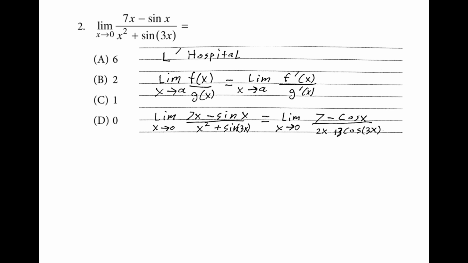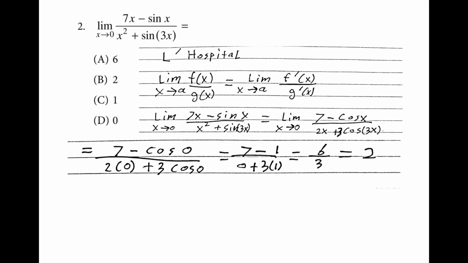So if we take the derivative of the top, 7x minus sine x, it will be 7 minus cosine x, and the derivative of the bottom will be 2x plus 3 cosine 3x. Now just substitute x with 0 and we will get 7 minus 1 over 0 plus 3, 6 over 3, which is 2. So the correct answer is B. Also, using L'Hopital, you can take the second derivative, the third derivative, and you can only use L'Hopital when you get 0 over 0 or infinity over infinity.